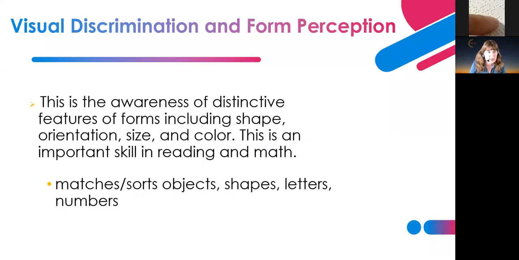So the first area is visual discrimination and form perception. This is the awareness of distinctive features of forms, including shape, orientation, size, and color. This is an important skill in reading and math. Can the student match or sort objects, shapes, letters, or numbers?